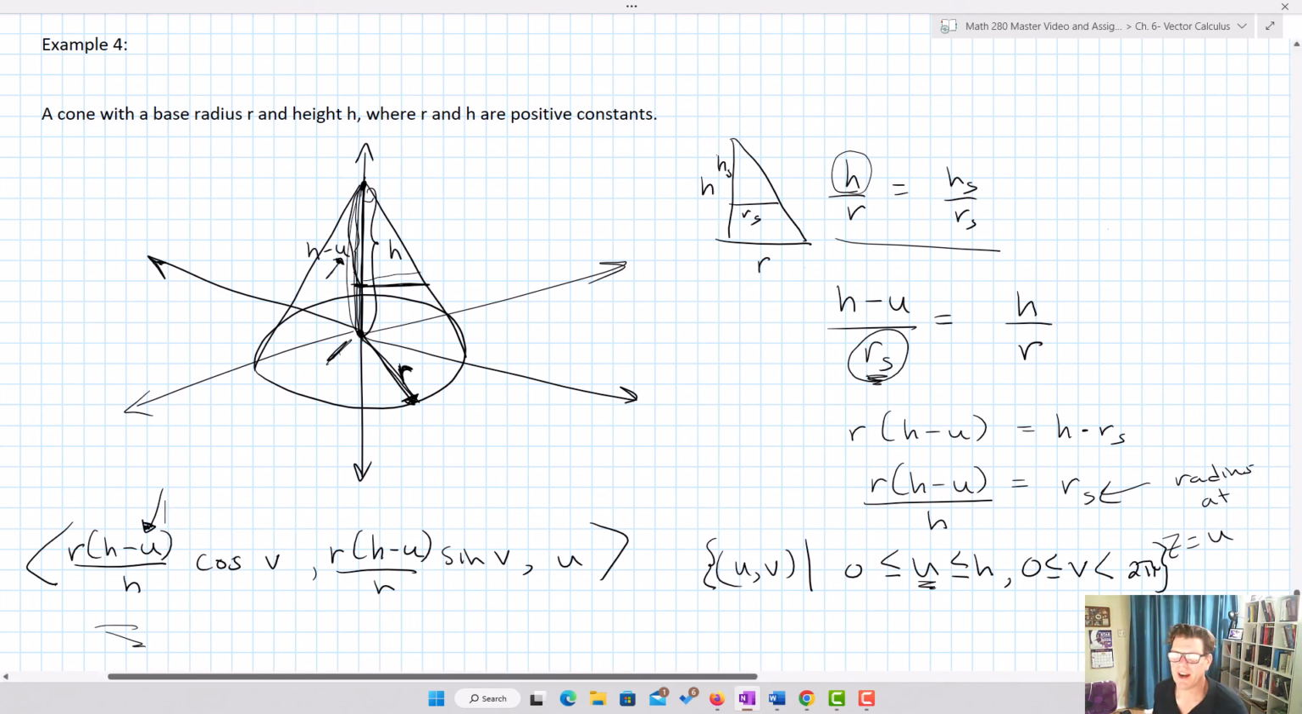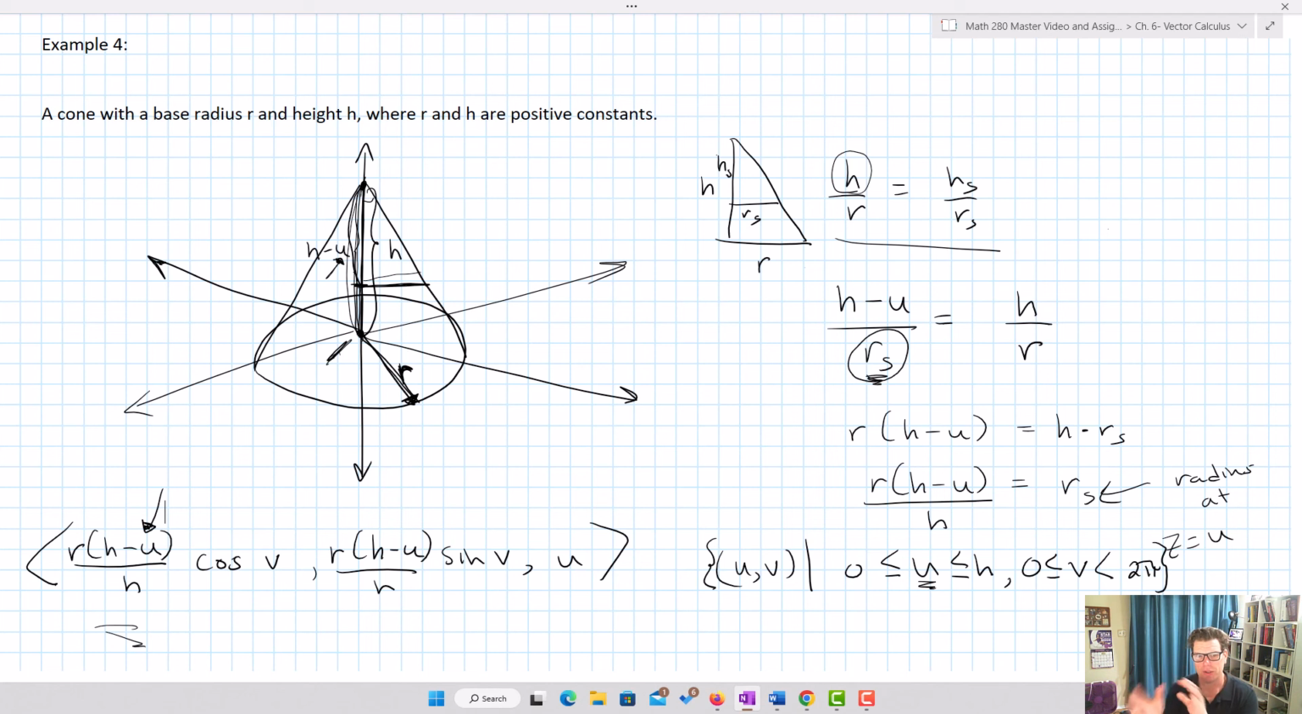All right, so this finishes up our work with parametrizations and finding parametrizations. Hopefully the examples have helped you think through how we go about finding parametrizations and also how we visualize when we're given a parametrization.